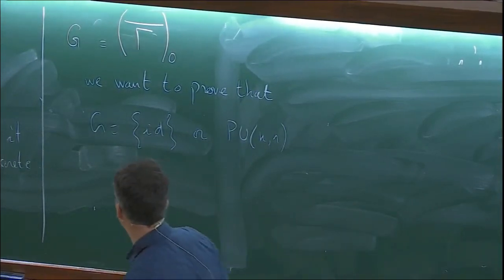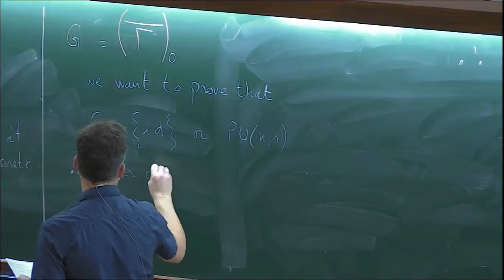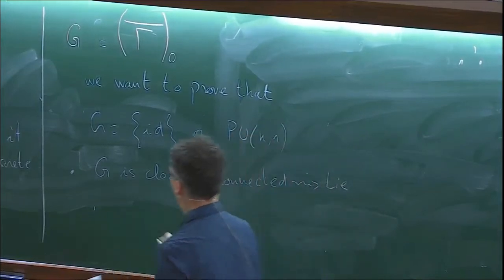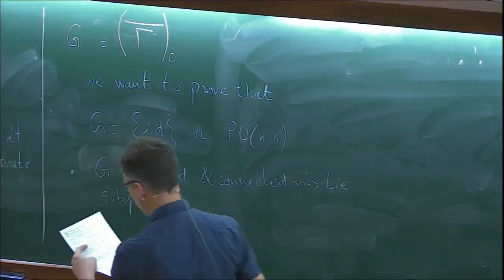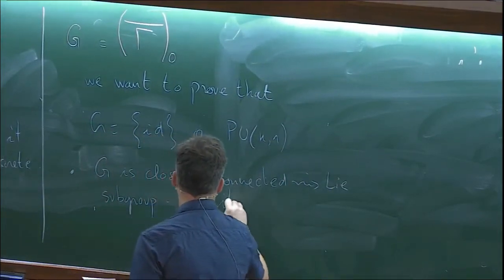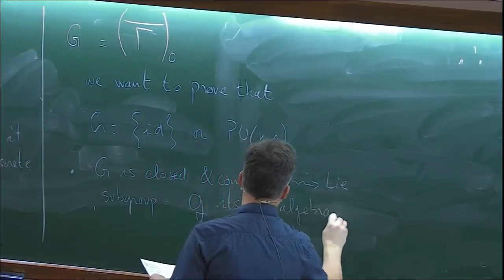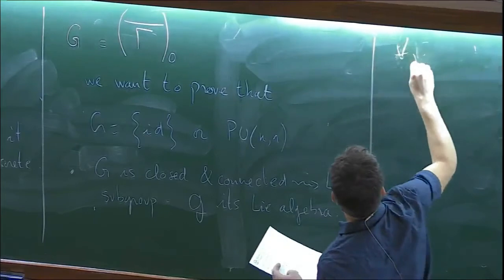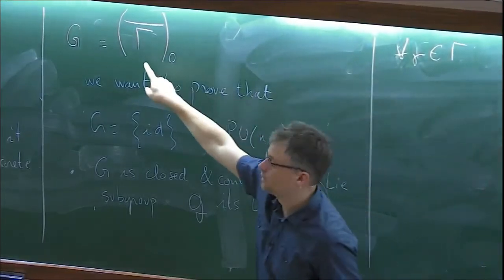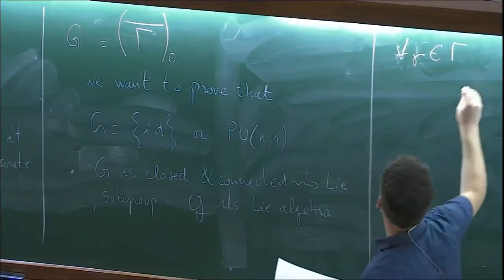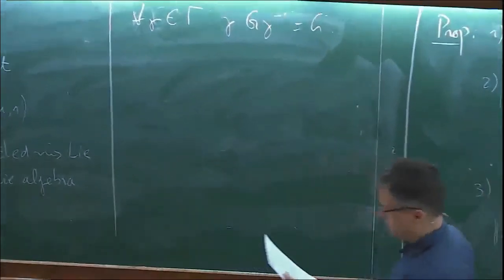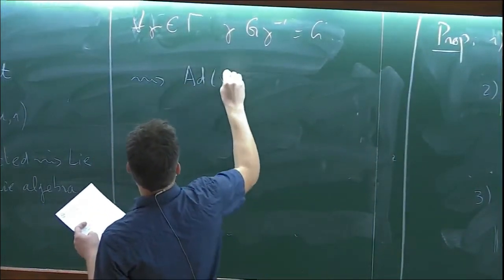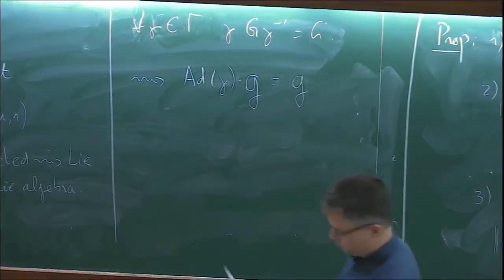So the first remark I'm going to make is that G is closed and connected. So this is a Lie subgroup. And I'm going to call g its Lie algebra. Now, if I take gamma, so for all gamma in gamma, well, this thing here is preserved by conjugation by gamma. So gamma G gamma inverse is equal to G. And if I move to the level of the Lie algebra, what this gives me is that Ad gamma of g is equal to g.